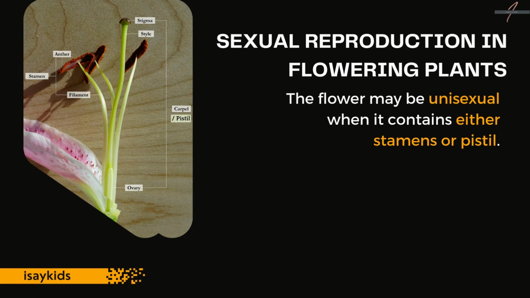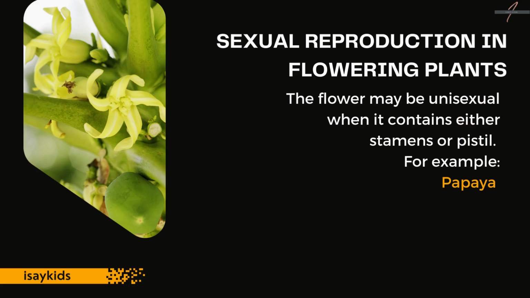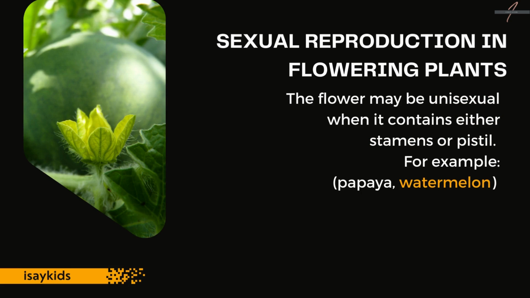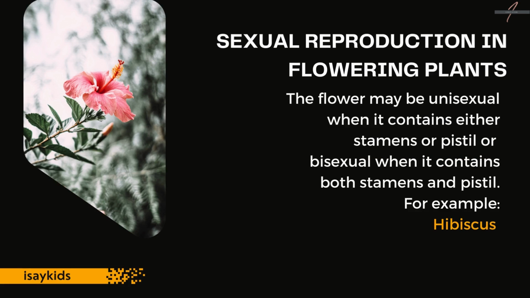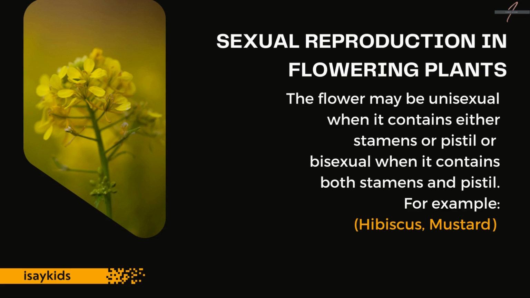The flower may be unisexual when it contains either stamens or pistil, for example, in papaya or in watermelon. Or bisexual when it contains both stamens and pistil, for example, hibiscus or mustard.